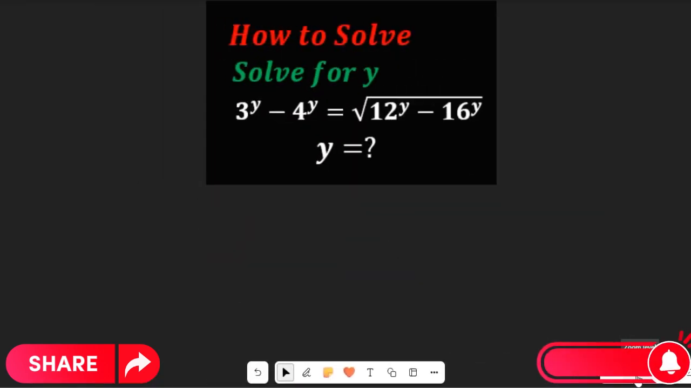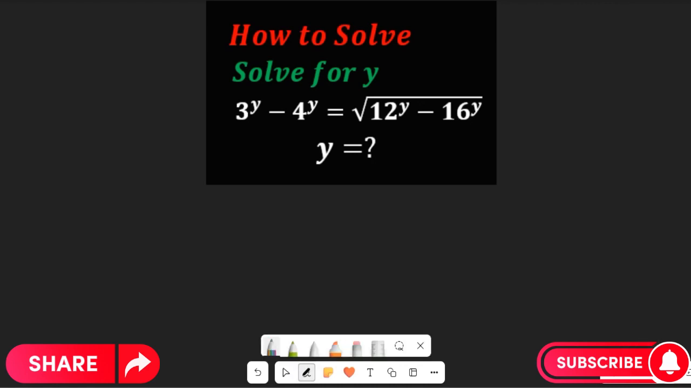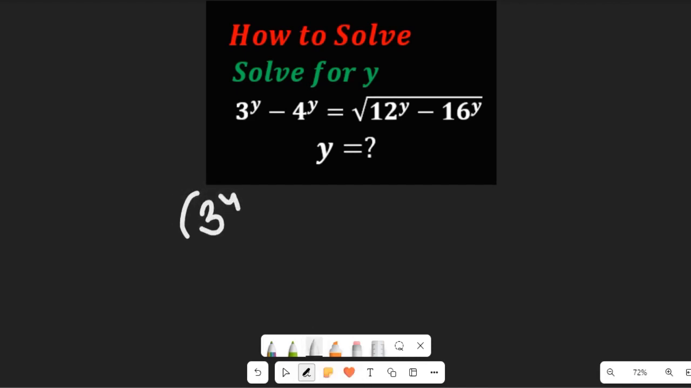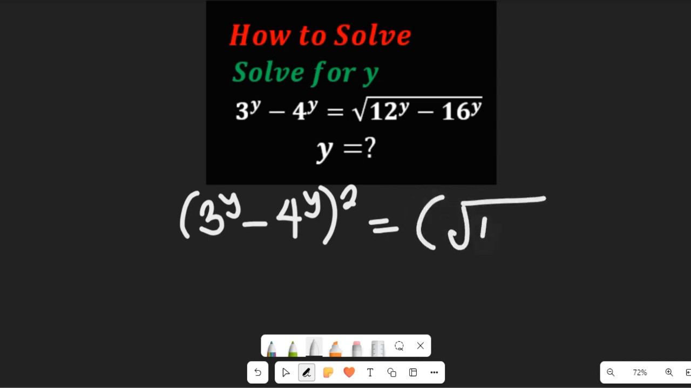Now, looking at the right hand side with a square root, all we need to do is to square both sides so as to clear the square root. Now let's get started. We're going to square both sides so as to clear the square root. So we're going to have 3 to the power of y minus 4 to the power of y all squared, and that will be equal to the square root of 12^y minus 16^y, all squared.